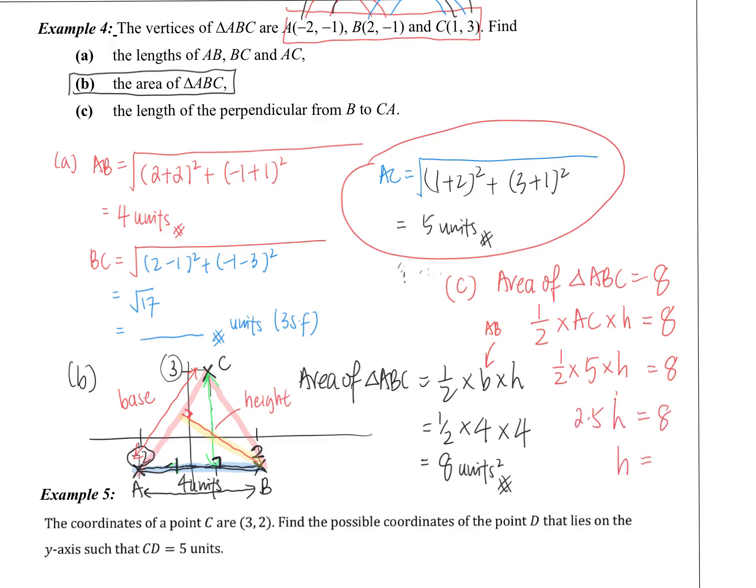So h is just 8 divided by 2.5. What is it? 3.2 units. So you realize that in coordinate geometry, we don't use cm, we use units. Because it's the same triangle, we have not changed to another triangle. Not really, it's just for completeness to write unit.